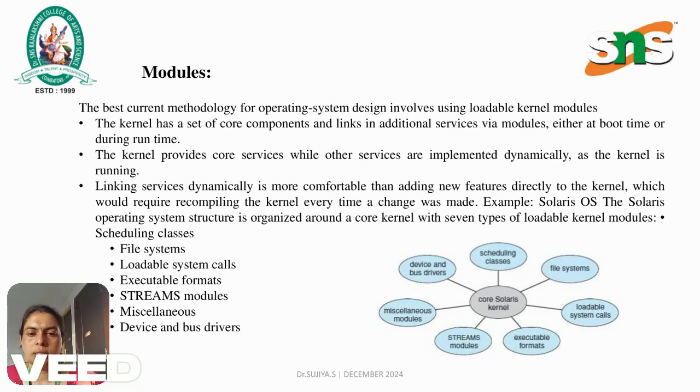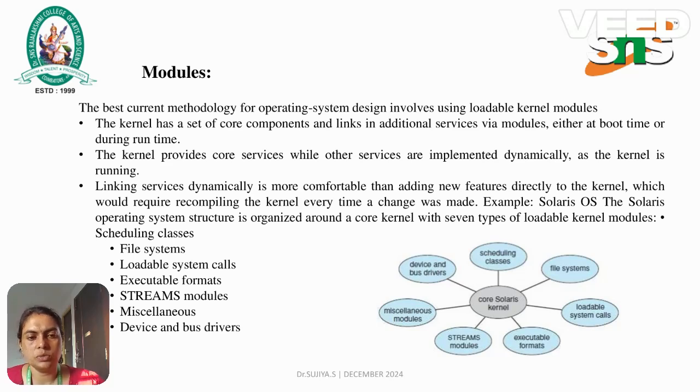The Solaris OS is an apt example of this type of structure, and it is organized around a core kernel with seven types of loadable kernel modules. These are the scheduling classes, the file systems, the loadable system calls, the executable formats, the STREAMS modules, miscellaneous modules, and device and bus drivers.